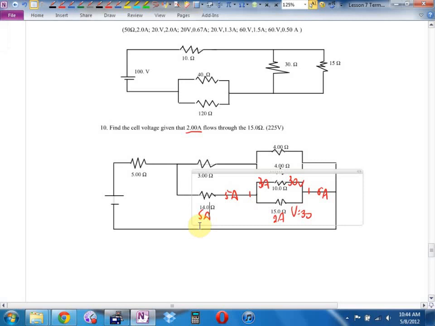If they tell you one piece of information somewhere on a resistor, almost always now, that's the domino that makes the whole question fall apart. Any others?